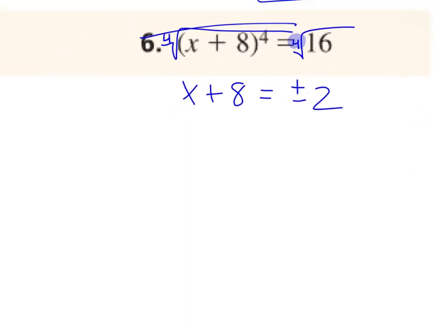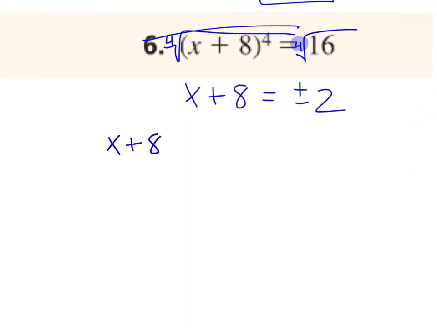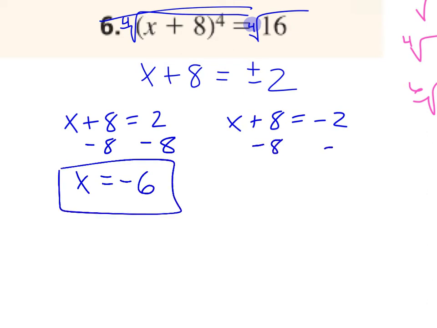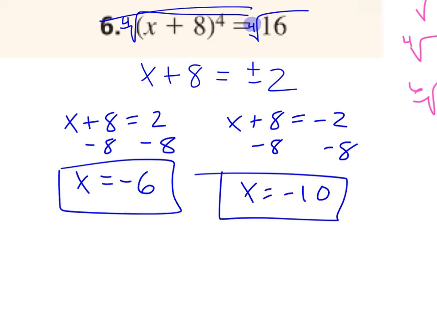So now we just have to treat this as two different equations. We have x plus 8 is equal to the positive 2, and x plus 8 is equal to negative 2. So then how do we solve for x? Subtract 8. So what's 2 minus 8? Negative 6. And we do the same thing for this one. Subtract 8. What's negative 2 minus 8? Negative 10. So we have two answers here. X is equal to negative 6 and x is equal to negative 10.